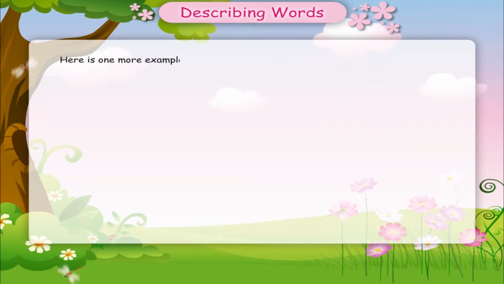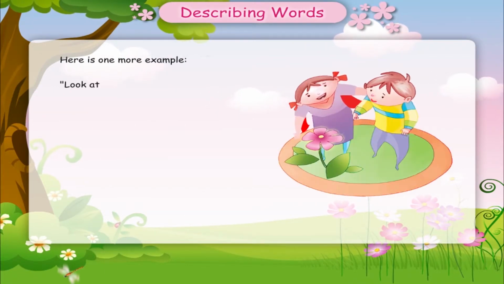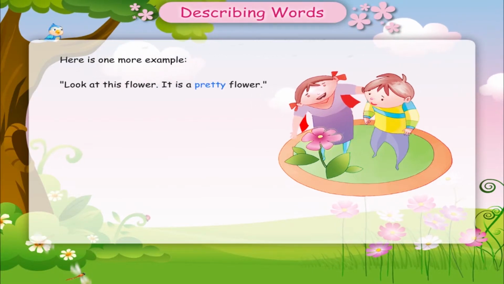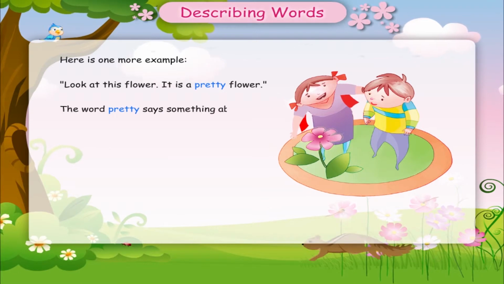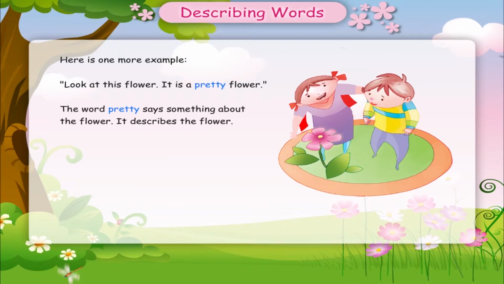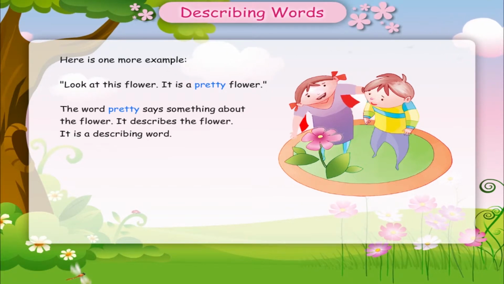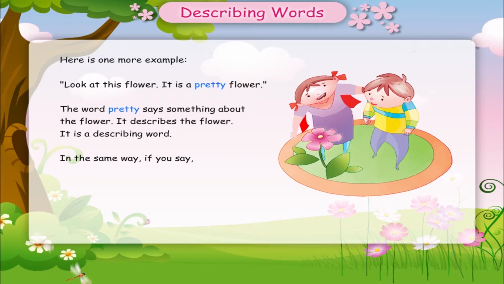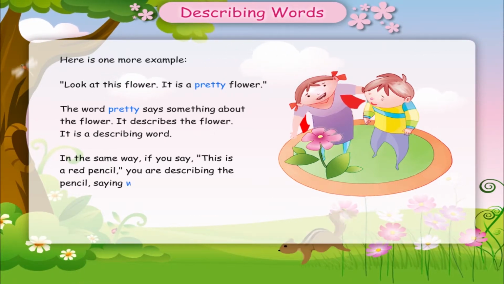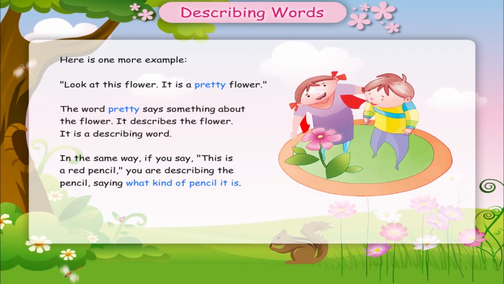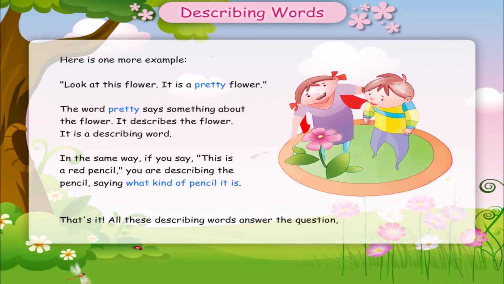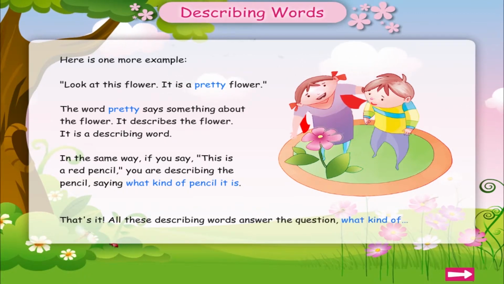Here is one more example. Look at this flower. It is a pretty flower. The word pretty says something about the flower. It describes the flower. It is a describing word. In the same way, if you say, "This is a red pencil," you are describing the pencil, saying what kind of pencil it is. That's it. All these describing words answer the question, what kind of? Which one?